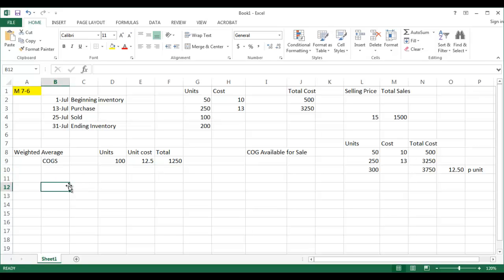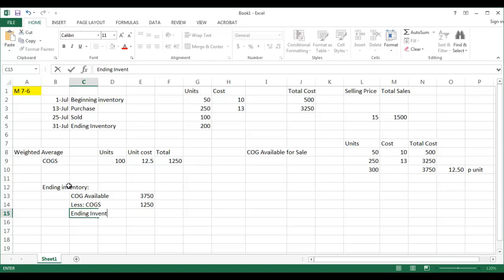Now again, ending inventory we can determine in one of two ways. We can take our cost of goods available, again that's the $37.50, less our cost of goods sold of $12.50 to get our ending inventory of $2,500. That $2,500 is just the $37.50 minus the $12.50. We could also get to it the same way as we did with the FIFO method a moment ago, and take the 200 units we have in ending inventory and multiply that by our weighted average unit cost of $12.50. As you can see, we get the same $2,500.